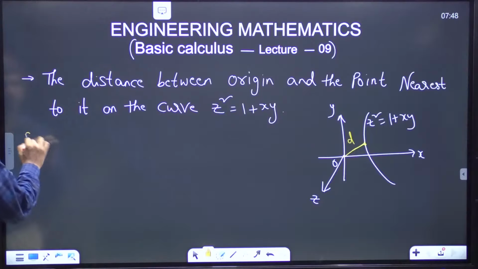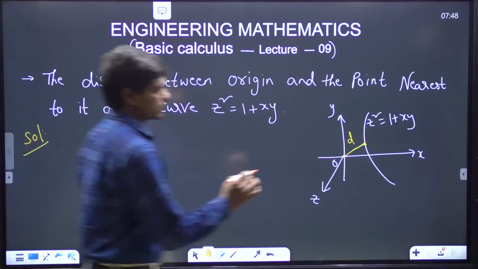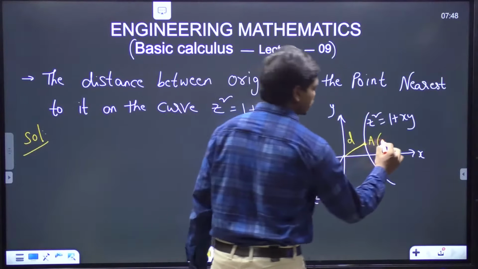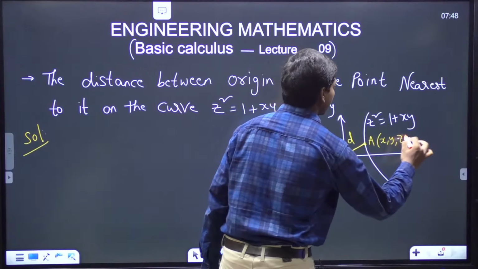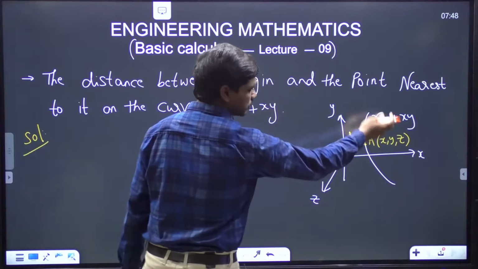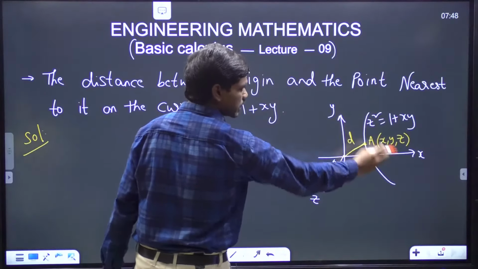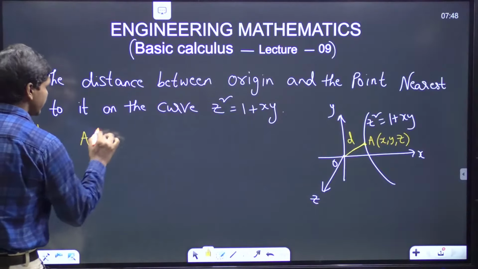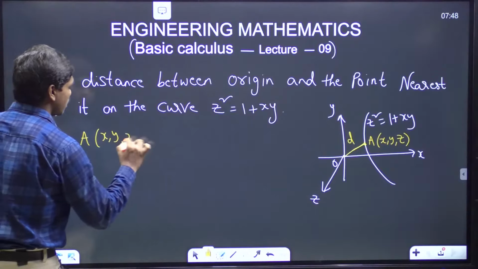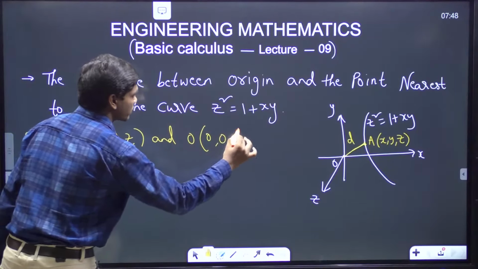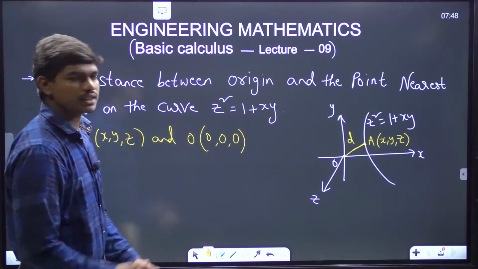Solution. If this point is capital A, then let the point on this curve be xyz, such that xyz satisfies this condition, because this point A is lying on the curve z square is equal to 1 plus xy, correct? So we have 2 points, A xyz and O 0 0 0, correct?